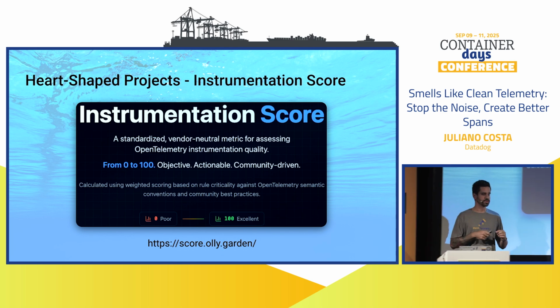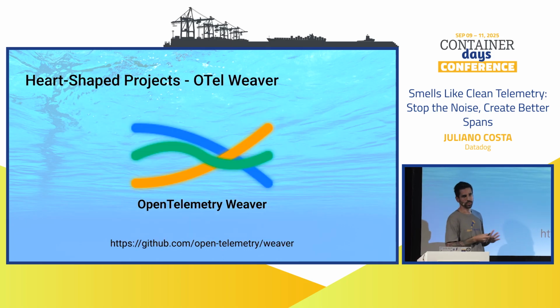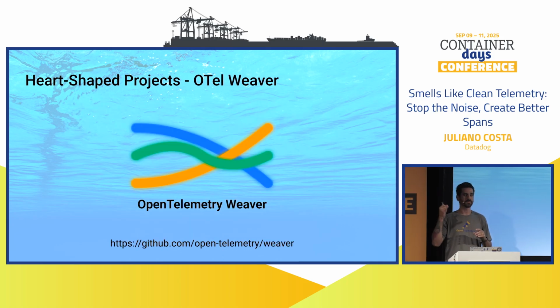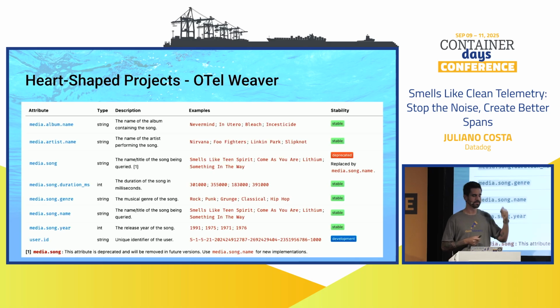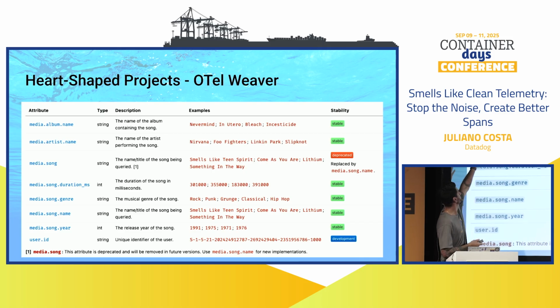And a second one that I want to spend more time on is OpenTelemetry Weaver. Weaver can define, validate, and evolve your telemetry, kind of keeping the reliability of it. And with Weaver, we can generate docs for our own telemetry. So here you can see most of the attributes that I have are related to my songs application. So I have media song name, media song genre, media song year. I have also the user ID that is coming from the OpenTelemetry semantic conventions as well.